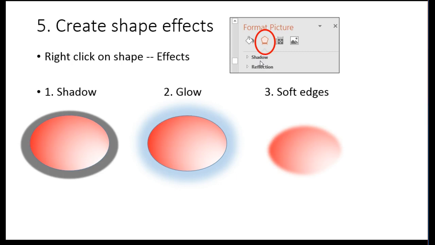Shadow consists of mainly outer shadow, which you can see here as a picture, or inner shadow, which we have mentioned earlier in terms of how to give the picture a realistic shading feel. Glow gives this sort of literally a glow around the outer edge of the picture. And for soft edges, it blurs the edges of the picture, but it does so by making the picture smaller.